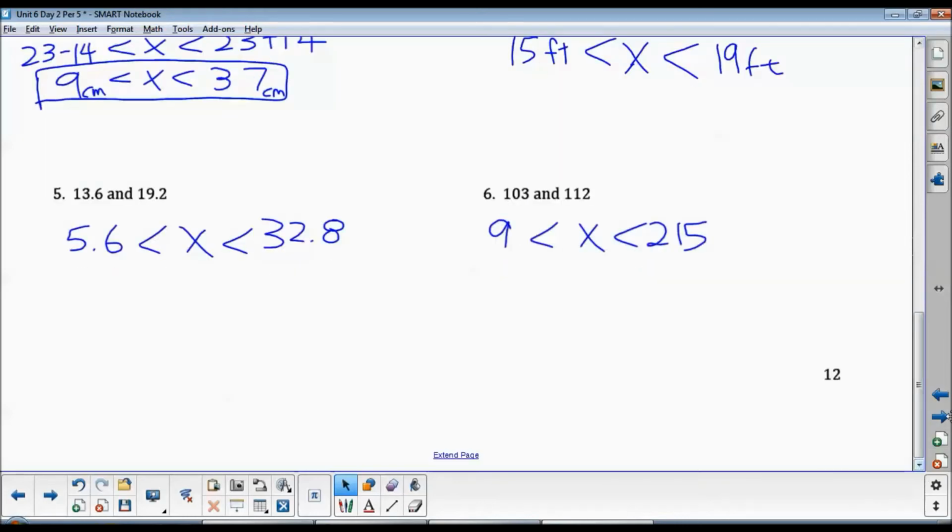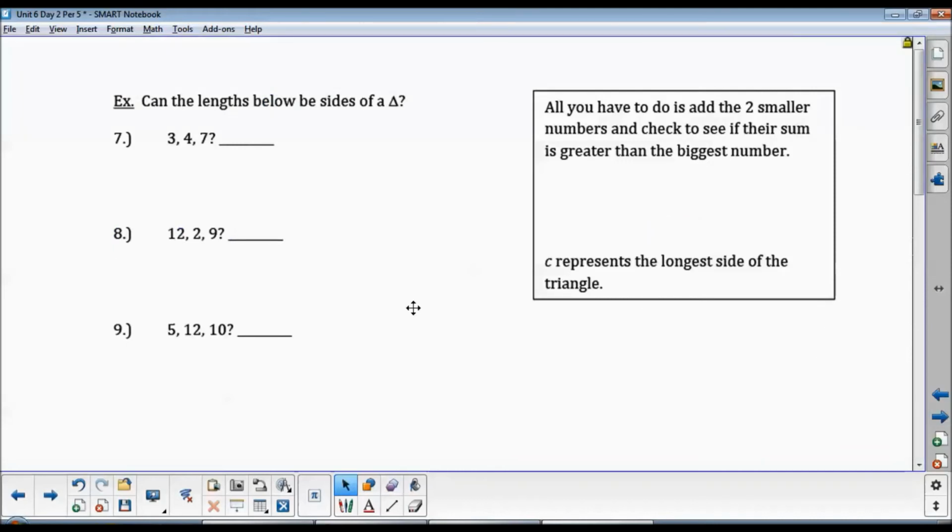Okay, and finally, the last page of part 1 is you're given 3 sides and say, can these 3 sides actually make the 3 sides of a triangle? Now, this is actually pretty easy to do. All you have to do, and I'm over here on the right-hand side, you have to add the 2 smaller numbers together and check and see if their sum is greater than the biggest number.